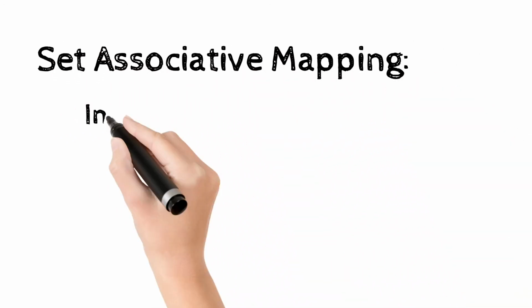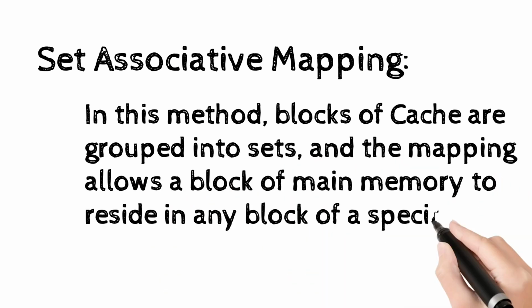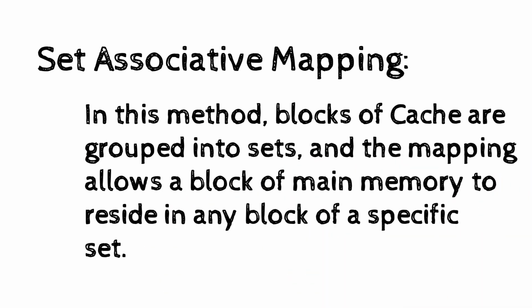Set associative mapping. In this method, blocks of cache are grouped into sets and the mapping allows a block of memory to reside in any block of a specific set. This is set associative mapping.